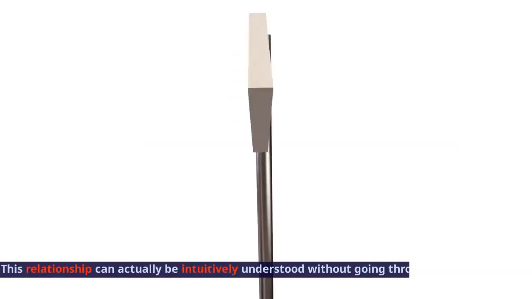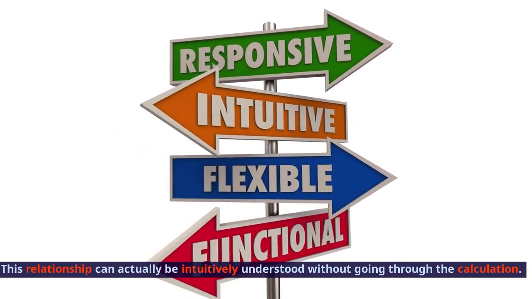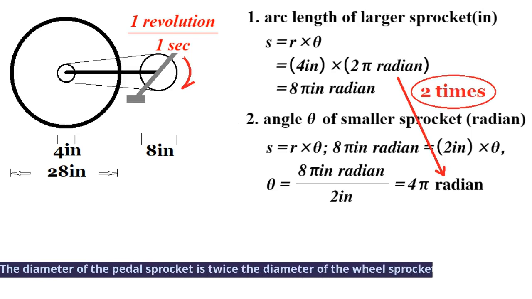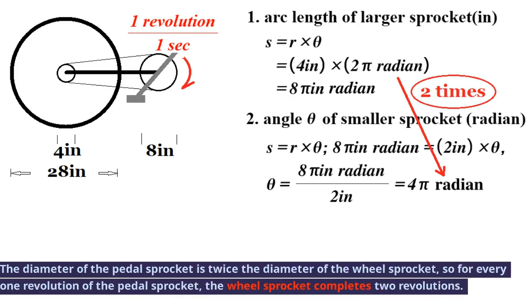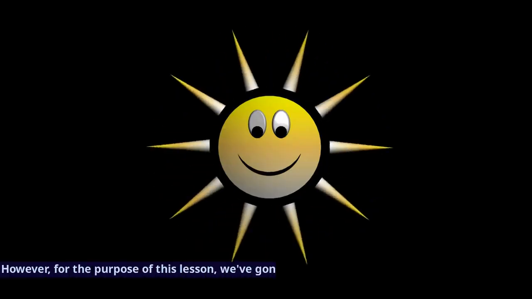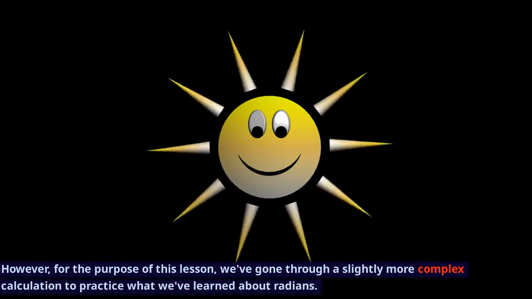This relationship can actually be intuitively understood without going through the calculation. The diameter of the pedal sprocket is twice the diameter of the wheel sprocket, so for every 1 revolution of the pedal sprocket, the wheel sprocket completes 2 revolutions. However, for the purpose of this lesson, we've gone through a slightly more complex calculation to practice what we've learned about radians.